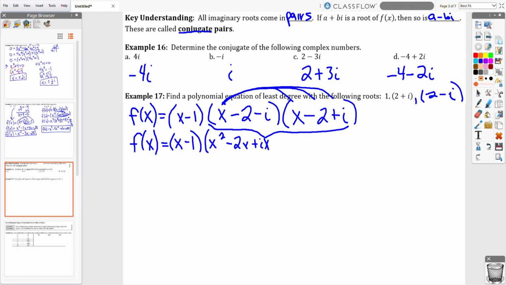Then I'm going to distribute the negative 2. Negative 2 times x is negative 2x. Then we have negative 2 times negative 2, which is a positive 4. And then negative 2 times i would be negative 2i.